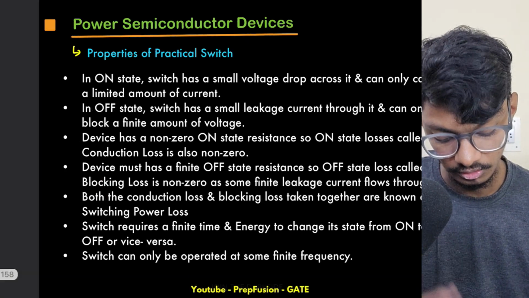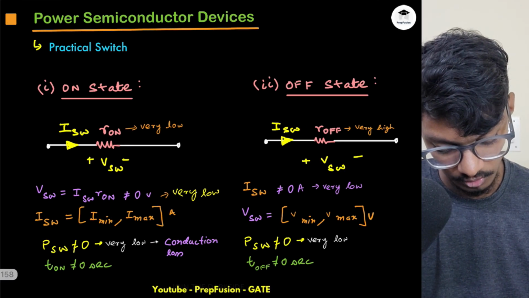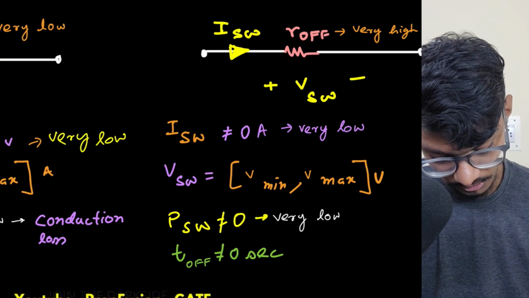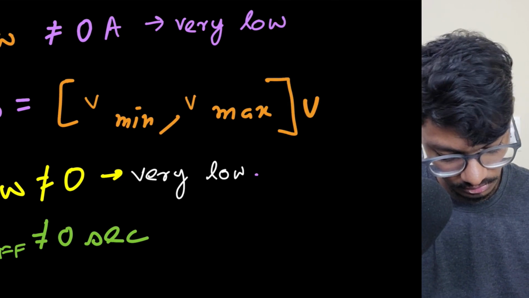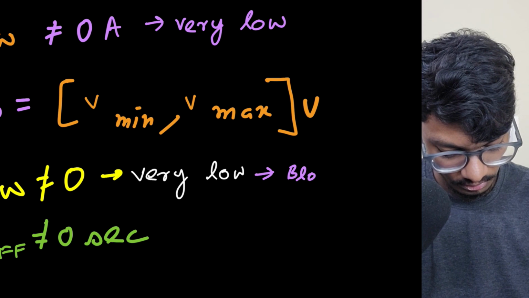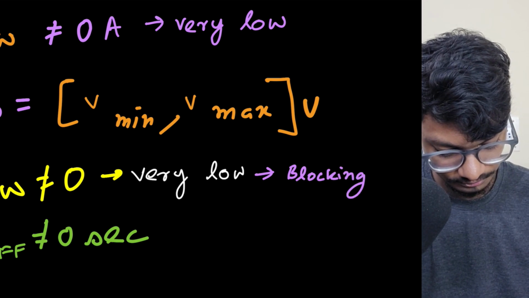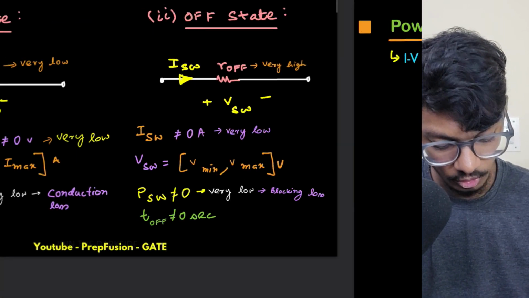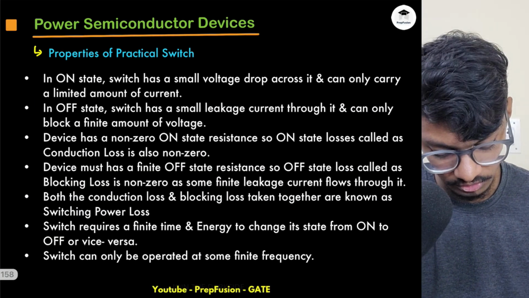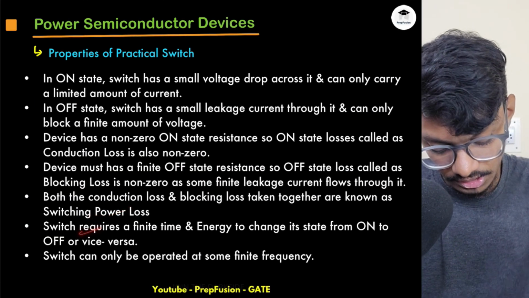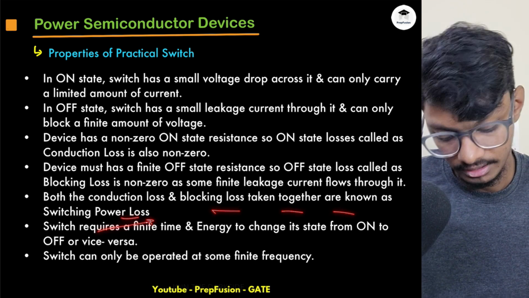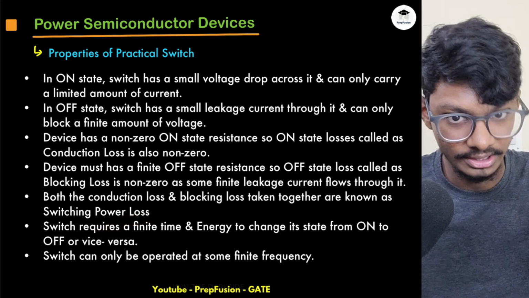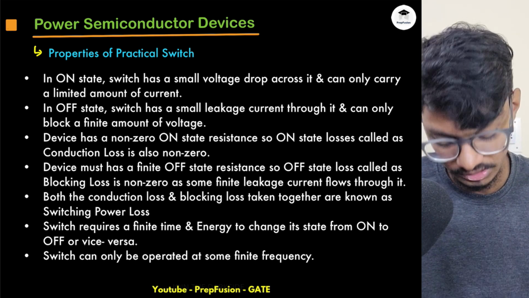is also known as the blocking loss. I forgot this name, so this is known as the blocking loss. So I will name this as the blocking loss. Blocking loss is also not equal to 0. It is some non-zero value. Now, conduction loss and blocking loss together are taken as switching power loss, and when it turns on and turns off, that also comes under switching power loss.